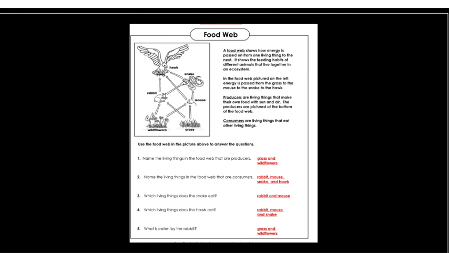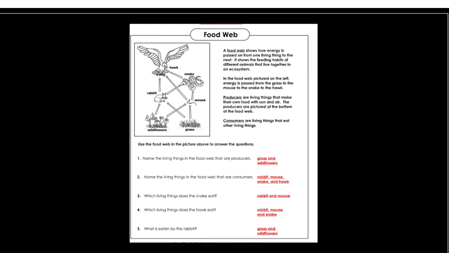Number three, which living things does the snake eat? The arrow is pointing towards the snake from two places. That tells me that the snake eats those things. So the snake eats the rabbit and the mouse.